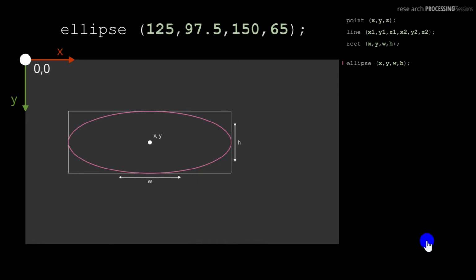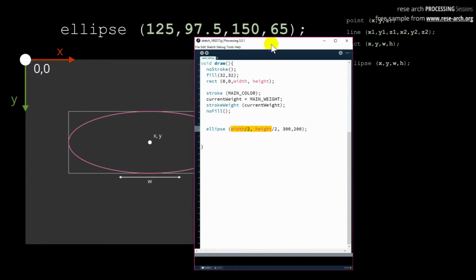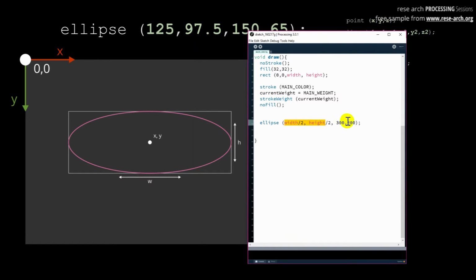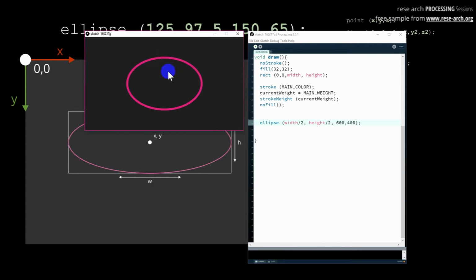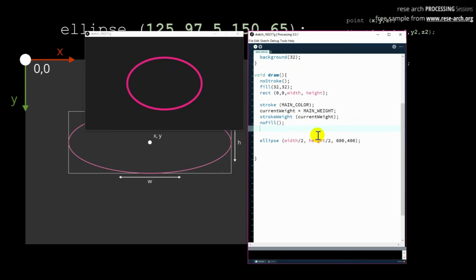This ellipse is defined by the central point, the width and the height. Let's make the height slightly bigger, say 600, and the width is going to be 600. So I will just draw this kind of an ellipse in the middle. So what happens if you want to make it rotated? You don't have any option to rotate here.